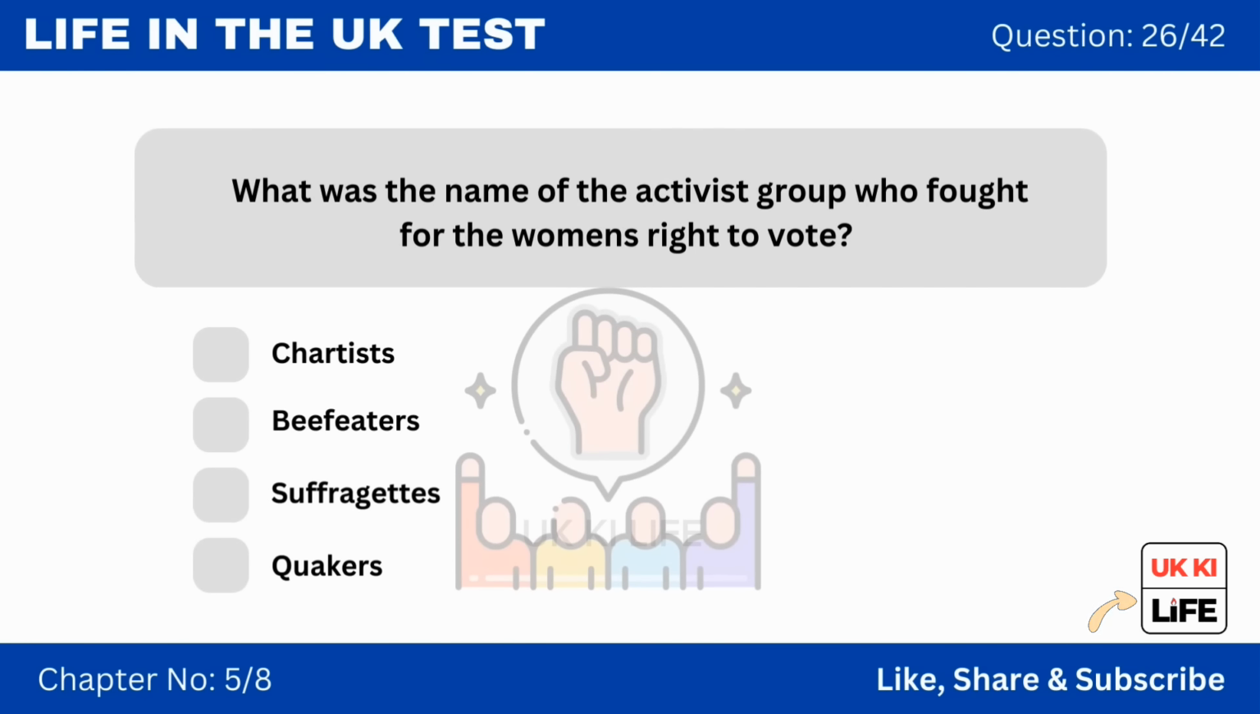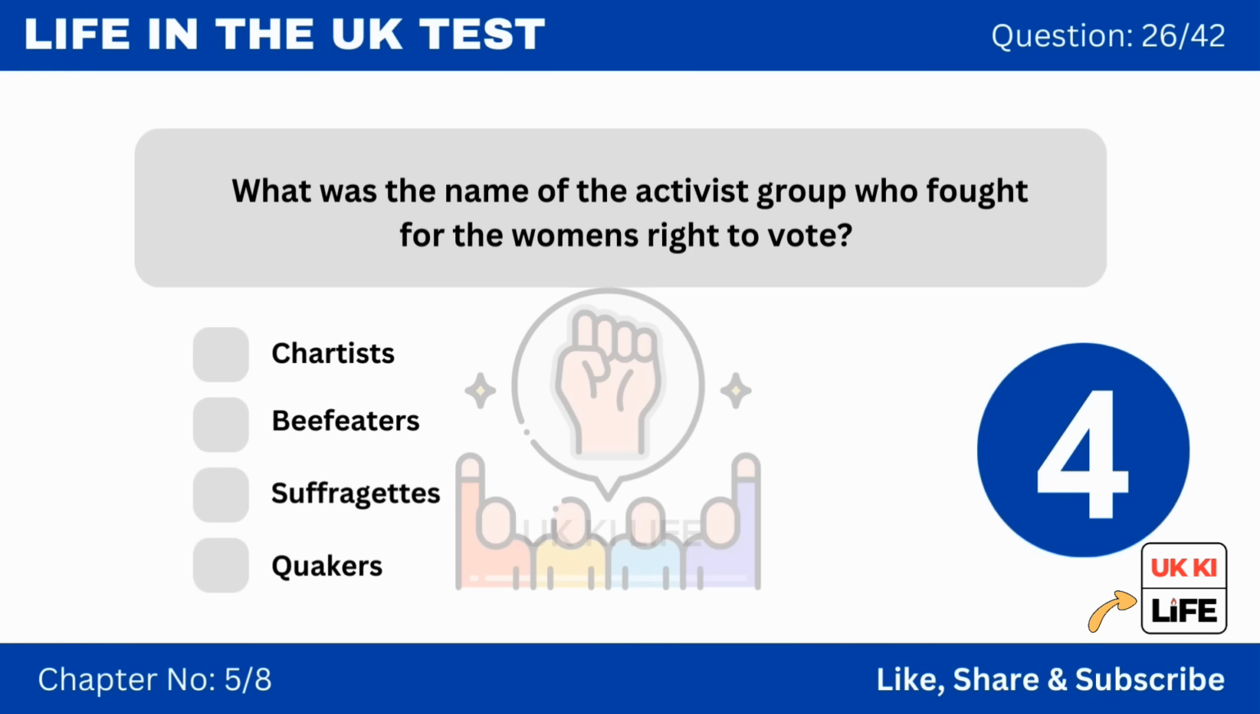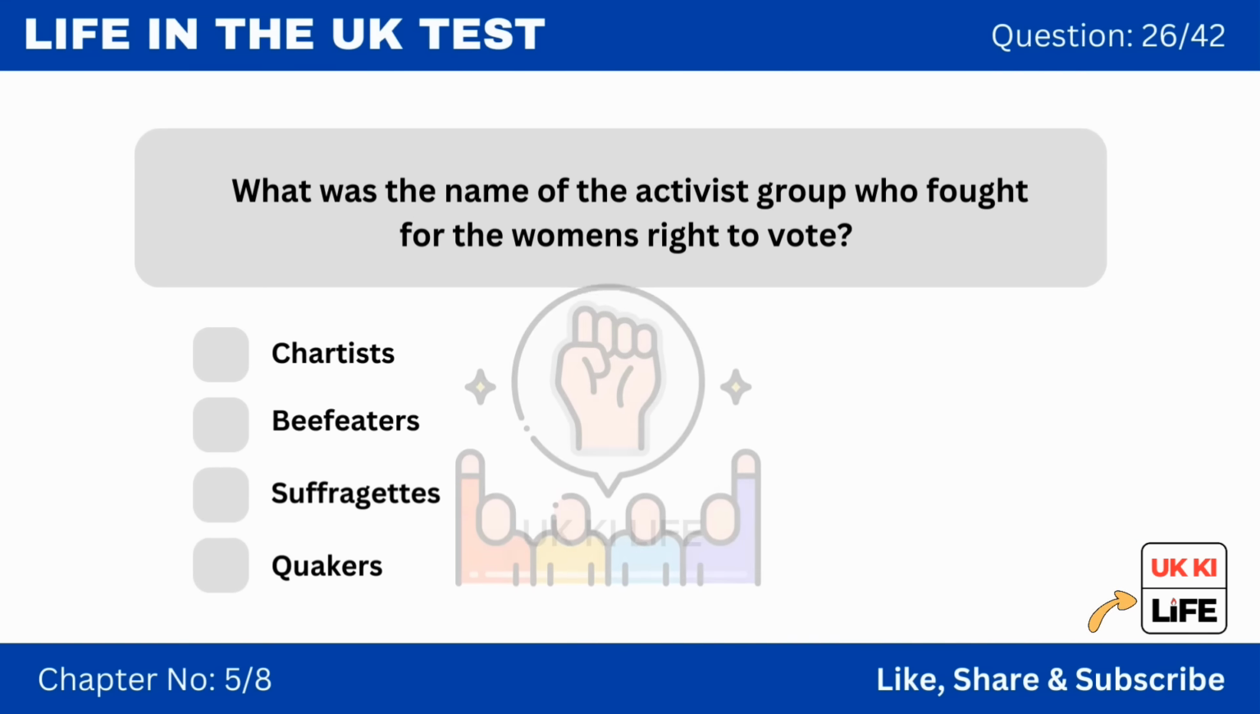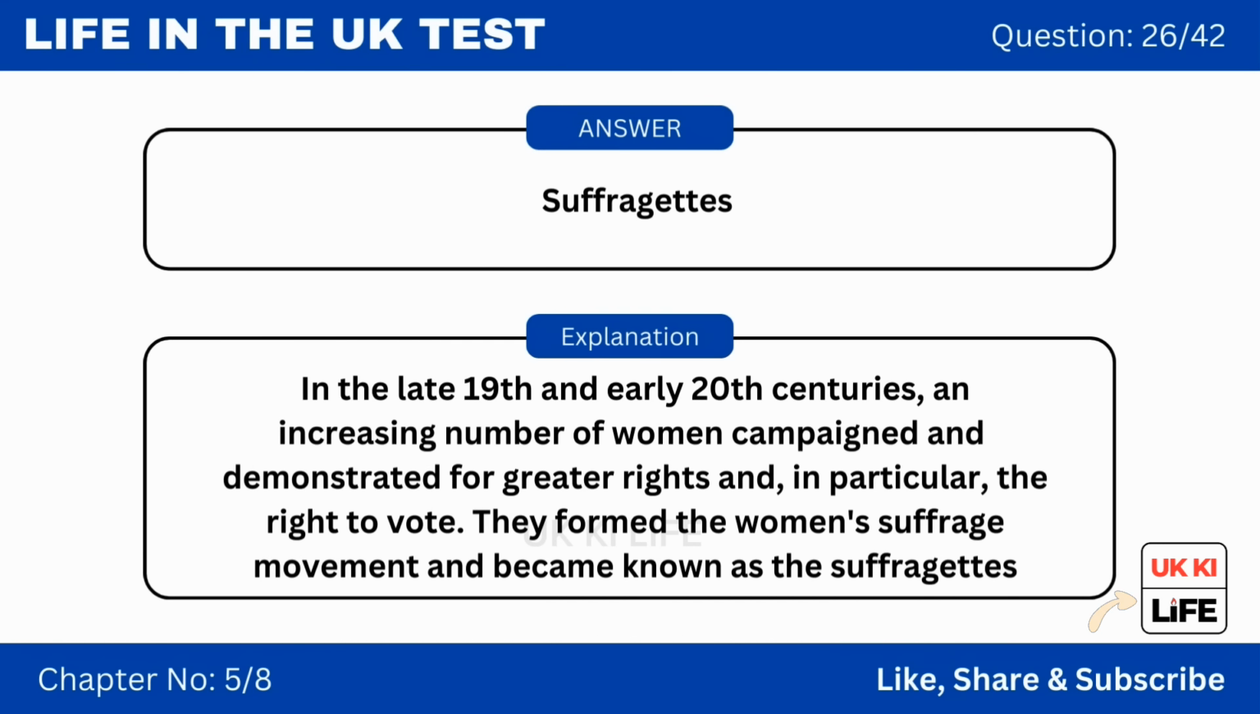Question 26. What was the name of the activist group who fought for the women's right to vote? Chartists, Beefeaters, Suffragettes, Quakers. The correct option is C. Explanation. In the late 19th and early 20th centuries, an increasing number of women campaigned and demonstrated for greater rights and, in particular, the right to vote. They formed the women's suffrage movement and became known as the suffragettes.